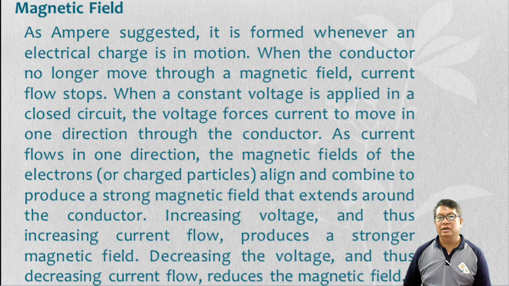Okay, so when a constant voltage is applied to a closed circuit, the voltage forces current to move in one direction through the conductor. Okay, pag mayroon tayong voltahe na i-apply doon sa circuit, mayroon tayong pressure applied to the electrons to move, and that movement will result in electron flow. That electron flow, the rate of flow of that electron, is current. So current flows in one direction, the magnetic fields of the electrons align and combine to produce a strong magnetic field that extends around the conductor.